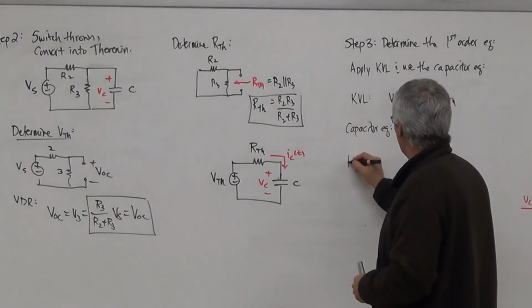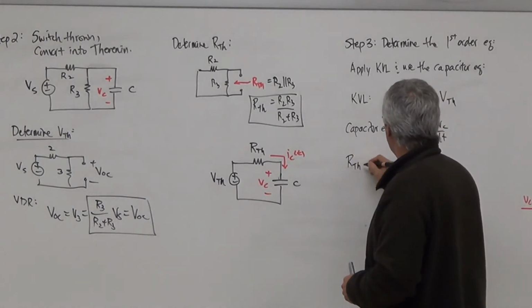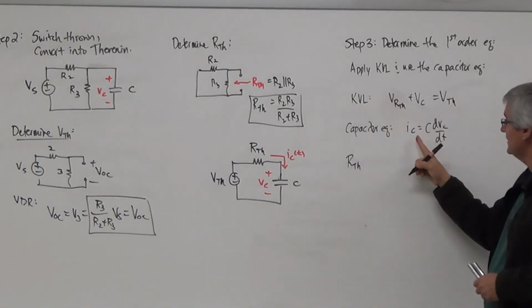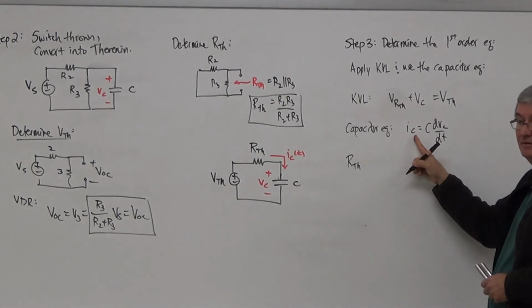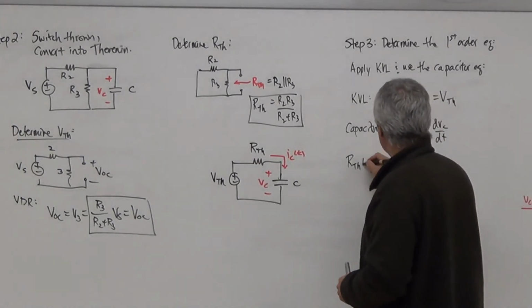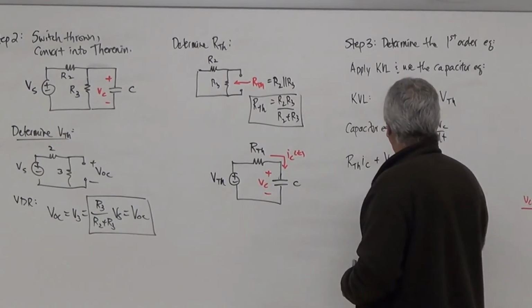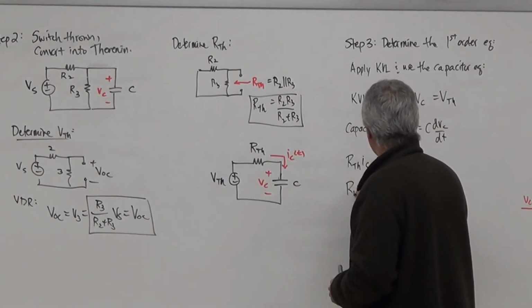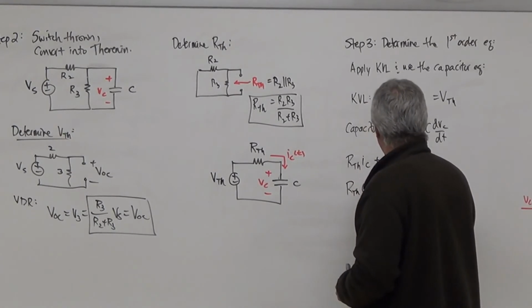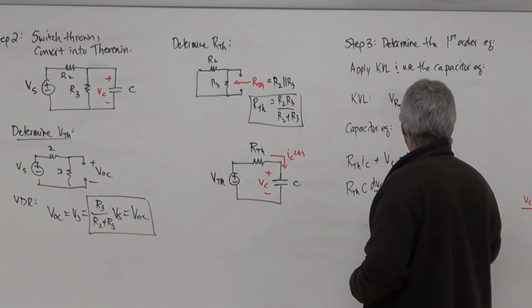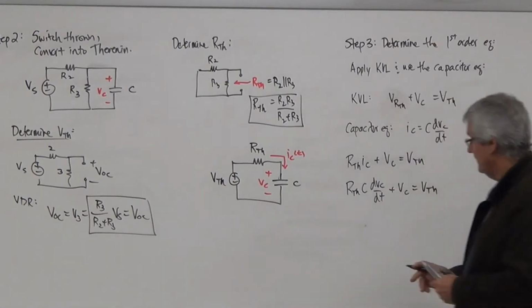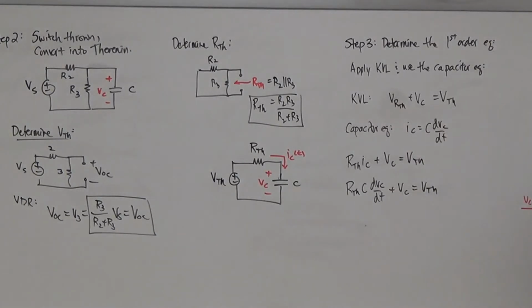and if I just plug that guy in, I'm going to get R_TH times IC here. So then this is going to be R_TH dV/dt plus V_C equals V_TH.